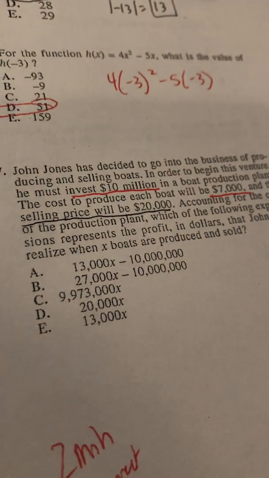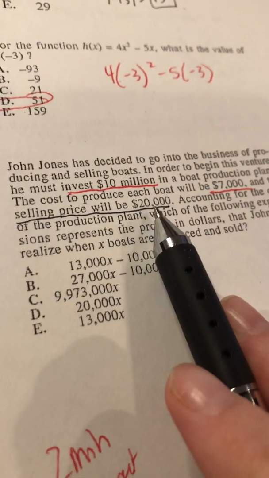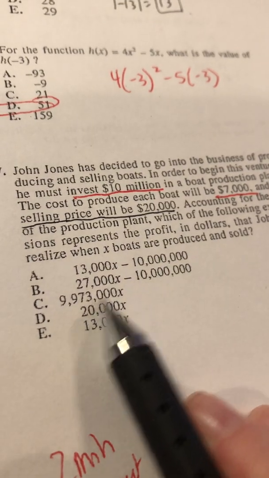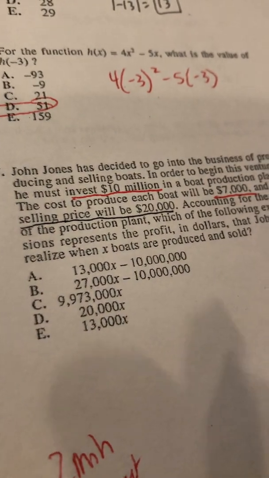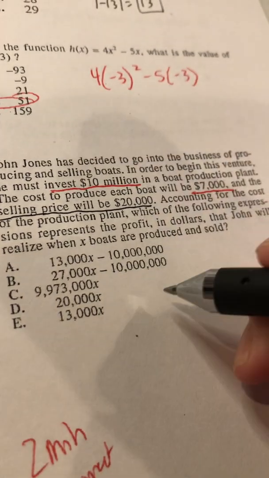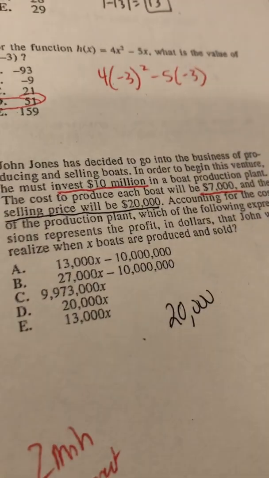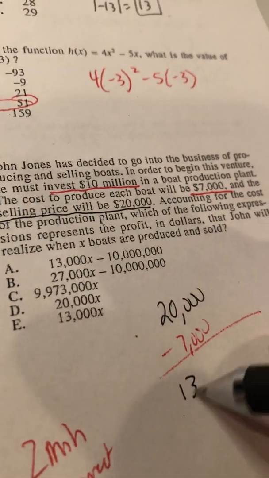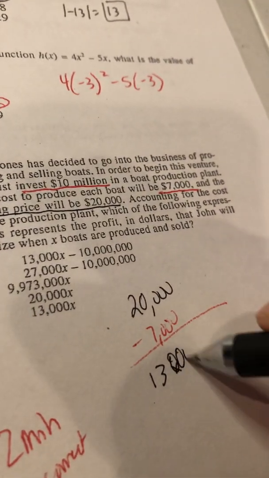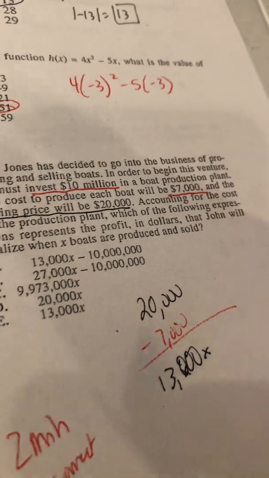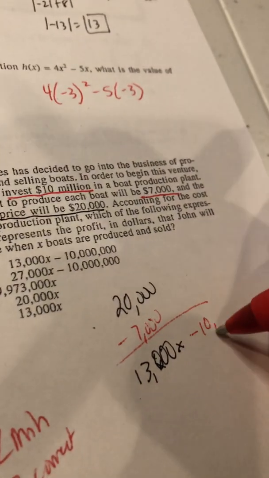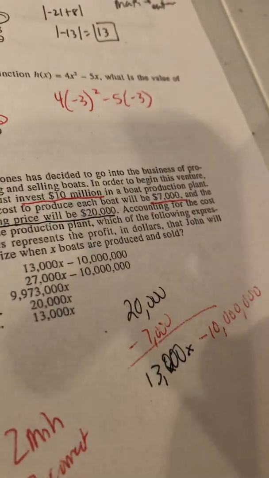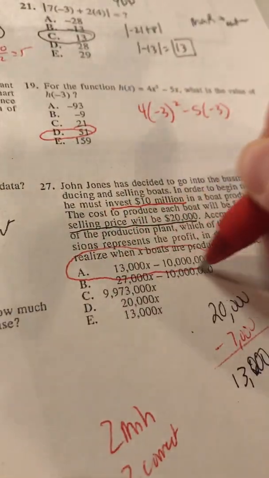So that's a profit. Well, that's making money, but we're trying to find out, when does he start making money? Well, these two are per boat, so that 20,000 take away that 7,000 means that it's a profit of 13,000 per boat. Okay, but only after you make up that 10 million. Bless you, Mrs. Jones.